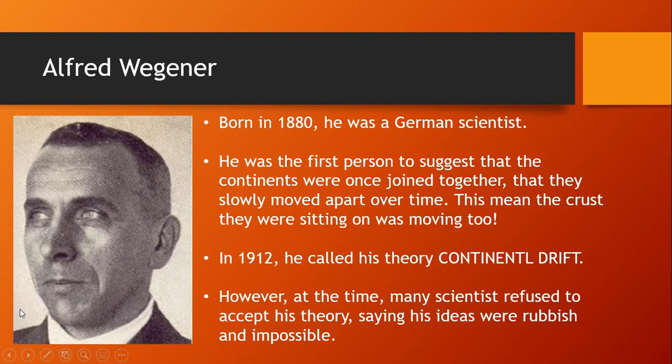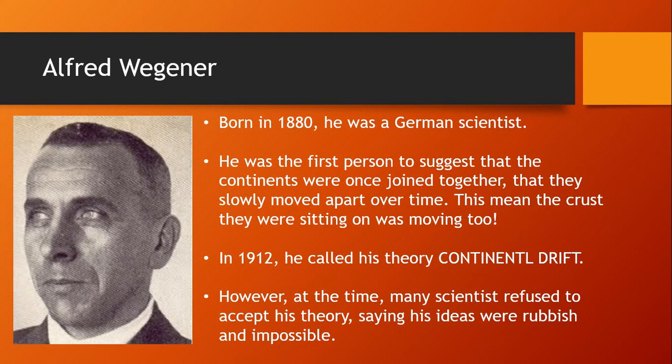Alfred Wegener. This is the man we're going to be looking at today. He was born in 1880 and he was a German scientist. He was the first person to suggest that the continents were once joined together. So PANGEA was close to his theory, that they slowly moved apart over time. This means the crust they were sitting on was moving too.